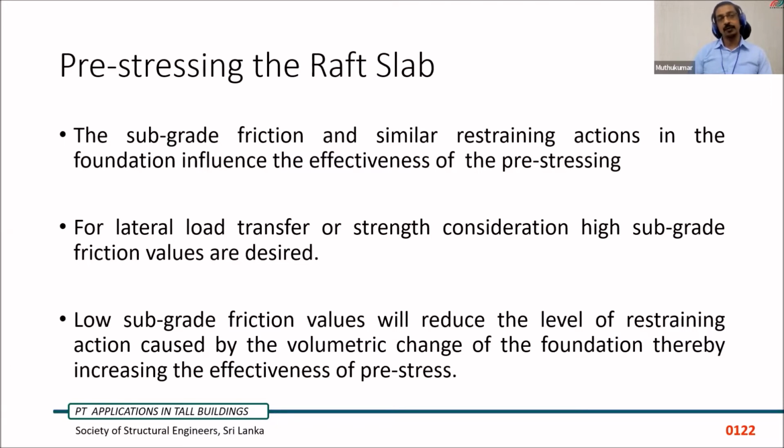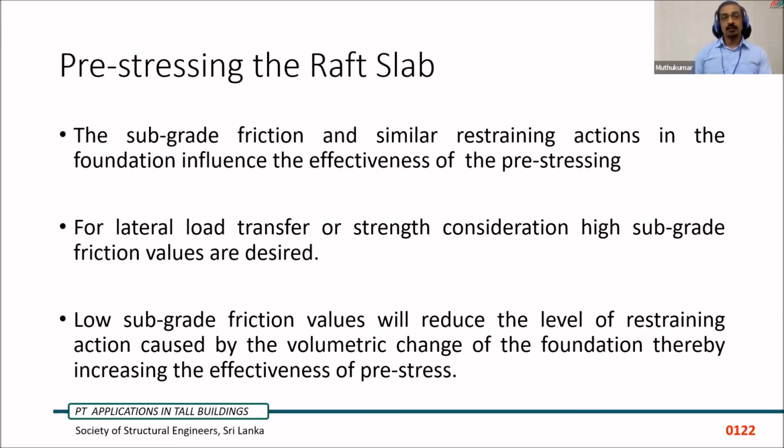Here, the restraint will be because of two layers. One is the soil as well as our concrete section: soil, PCC, and our section. So it will not allow a proper transfer of pre-stressing force. And when we reduce the subgrade friction values, lateral load strength as well as strength consideration reduces. So how to balance this?